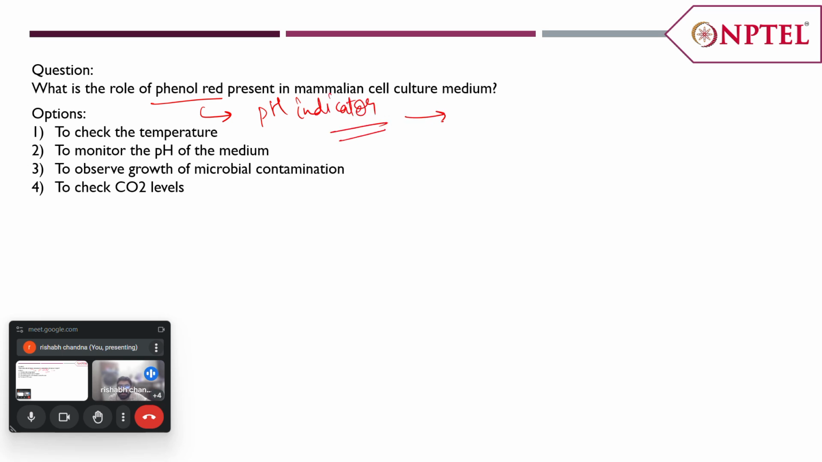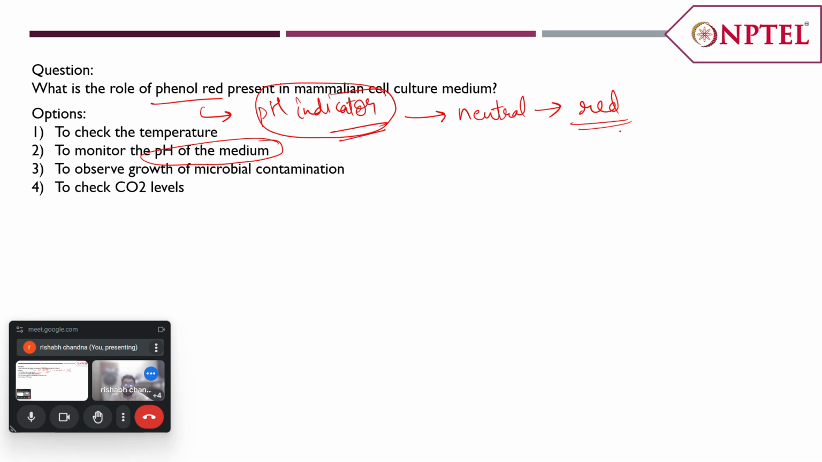If it's a neutral pH, in that case it will be red in color. So it helps in monitoring the pH of the system. We are not using a pH meter to measure the pH of the mammalian cell culture. That's why we add phenol red in this case, and it shows any deviation from the neutral pH that we use in our mammalian system.